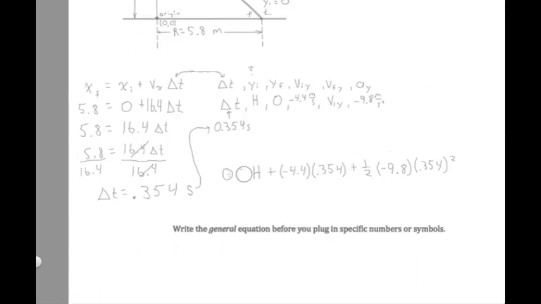Remember the advice I gave you in the previous video. Write the general formula before you plug in specific numbers and symbols. Do not just write this down. Don't go straight to here. Instead, write the general formula first, then plug in. That's the best advice for beginners who have difficulty with the problems.